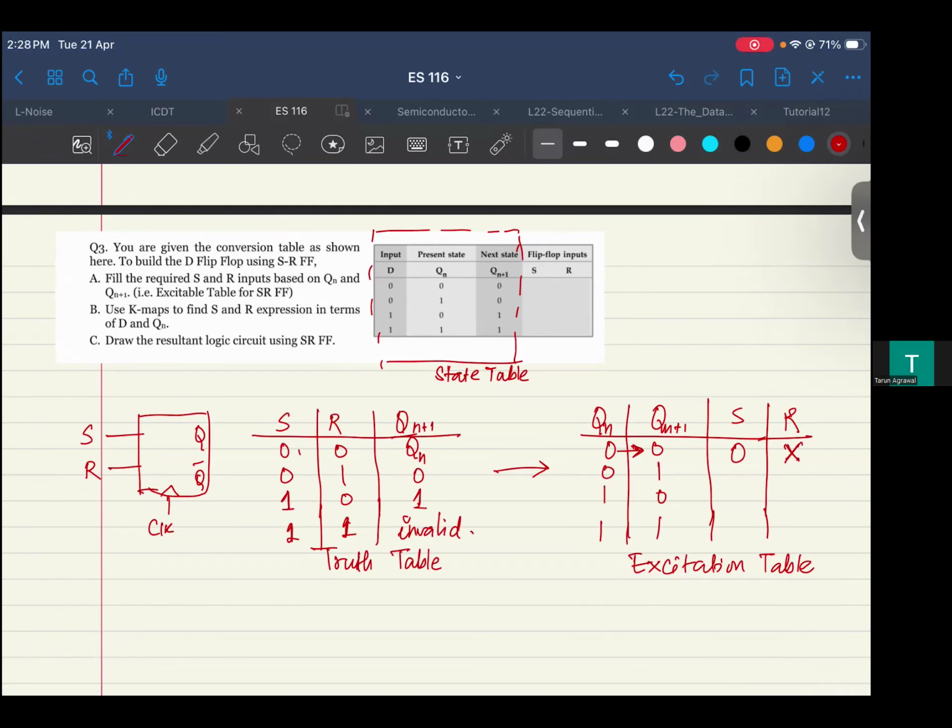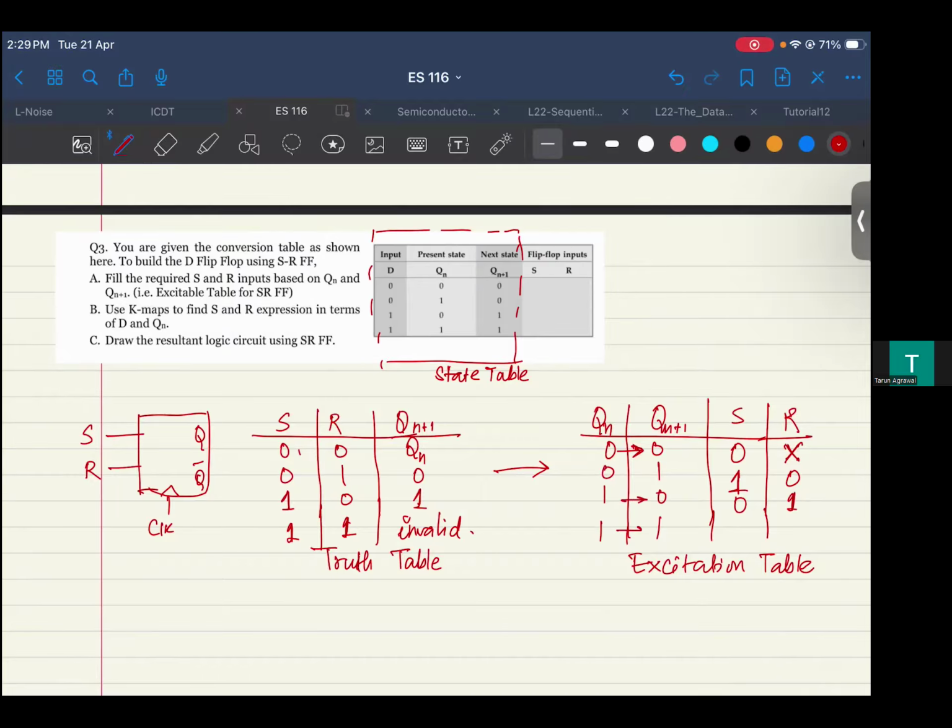In the same way, you can look at the second case where Qn becomes 1, so the present state is 0 and the next state becomes 1. How does it become 1? Obviously, this is a set transition, and for a set transition we clearly see you have an input like this. The same thing, if we look at the reset transition, is the opposite.